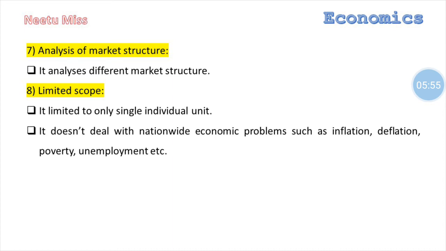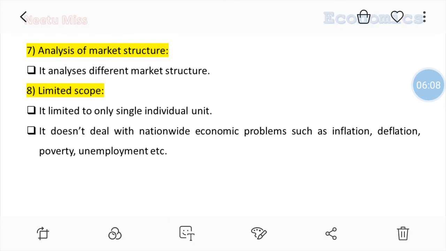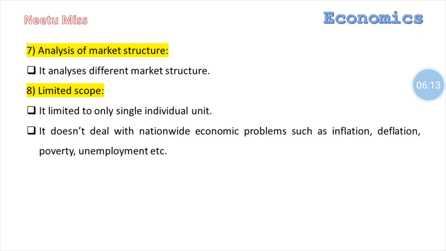Next is limited scope. As we know, microeconomics is a study of a small or single or individual unit of an economy. So its scope is limited to a single unit of the economy. It doesn't deal with nationwide problems such as inflation. Inflation means a rise in price. Deflation means a fall in price. Poverty, unemployment. So microeconomics does not deal with problems which occur at the national level.